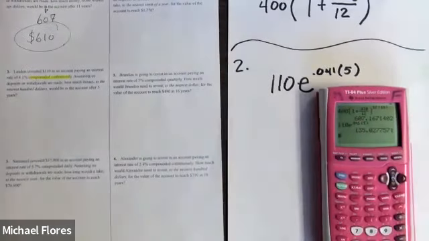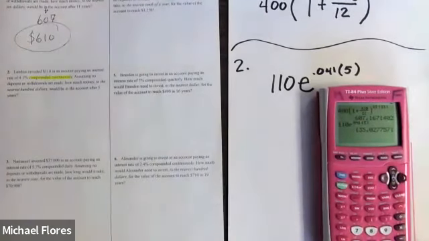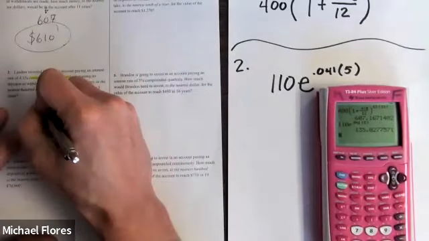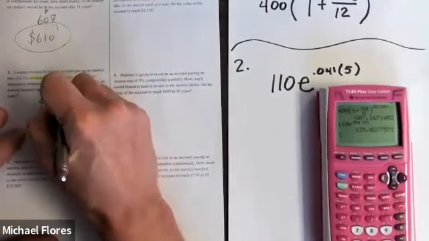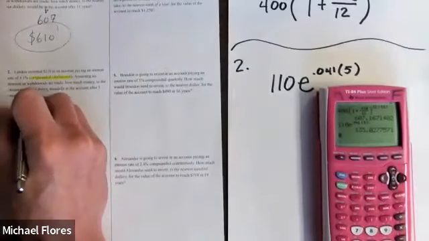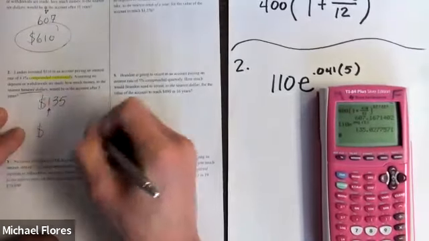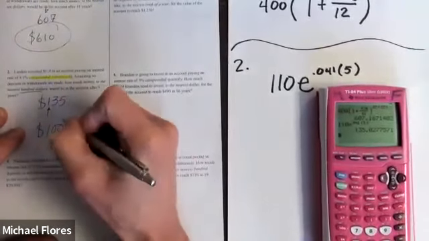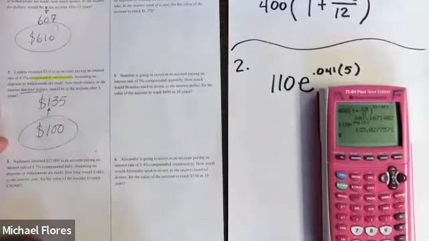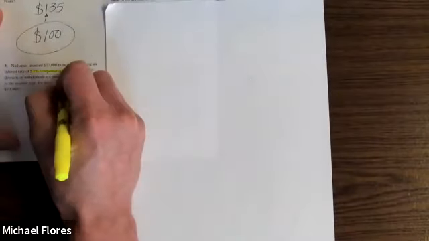Okay. I got 135.027. Now this is where it's kind of weird. I'm gonna write down 135. They want us to round to the nearest $100. Well, here's the 100 place. And if we rounded to the nearest $100, this would round down to 100. I don't necessarily like the way that they wanted us to round here, but it is what it is, and that's your answer.